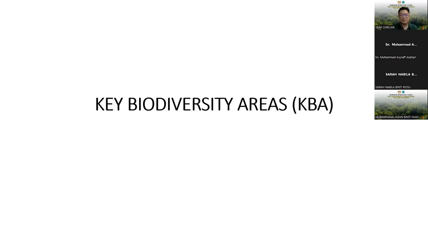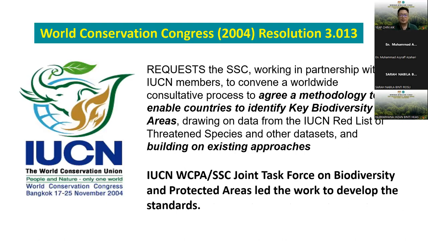Coming to key biodiversity areas, just to give you a bit on the process, this process is also quite old, I would say. It started in 2004. The world came together, IUCN members came together and agreed to have a methodology to help countries identify what they call key biodiversity areas at that time. They didn't want to start with something new. They wanted to build upon other conservation initiatives already ongoing and other data sets already available. So everybody, the members, said yes, we want it.